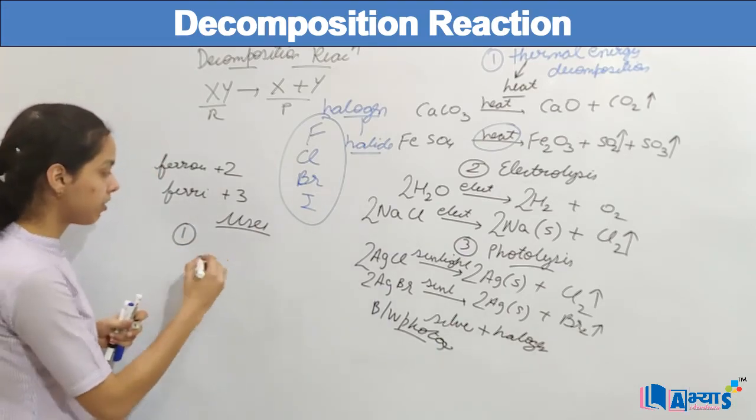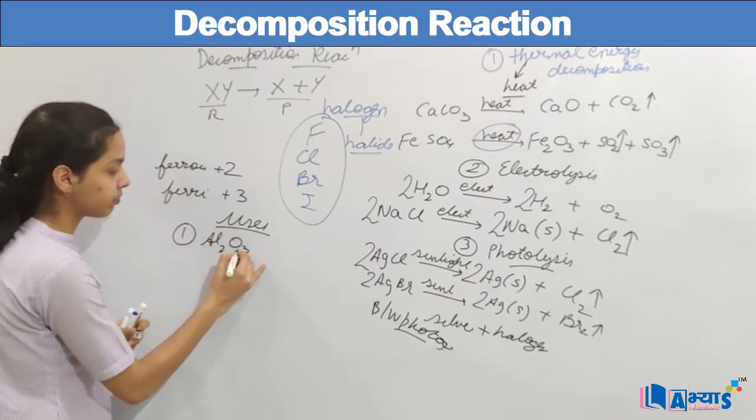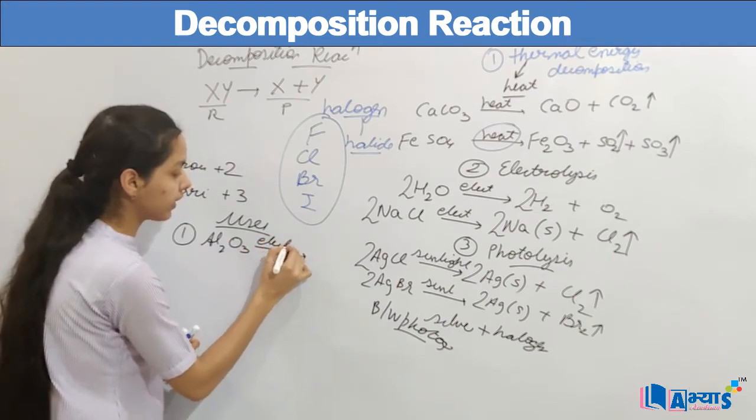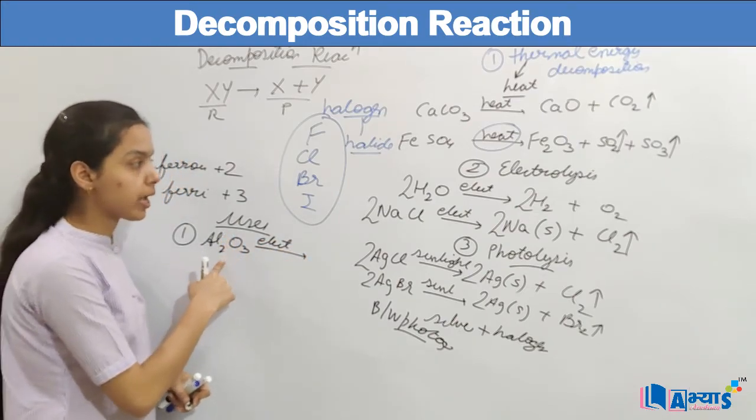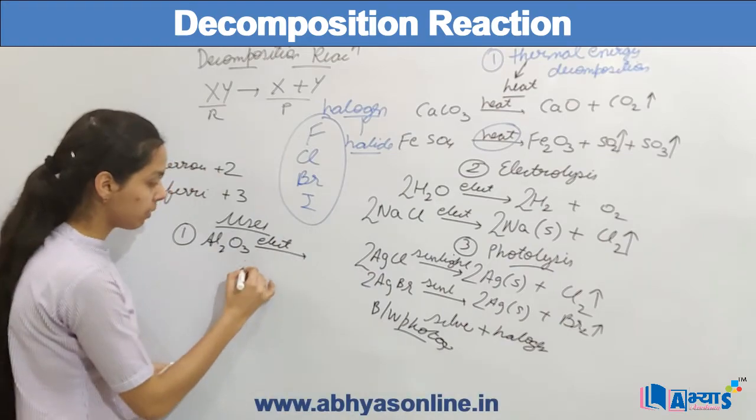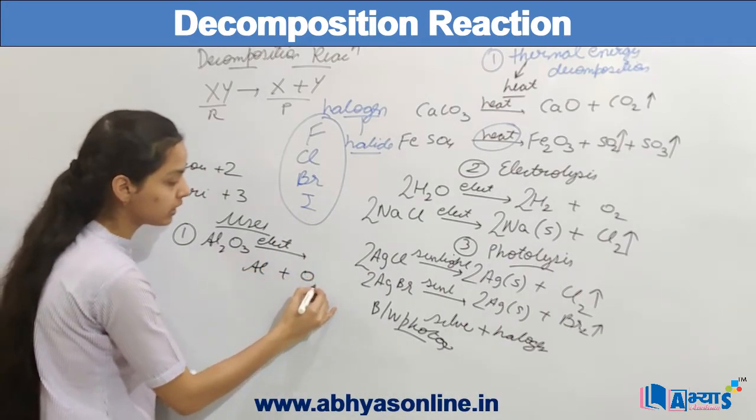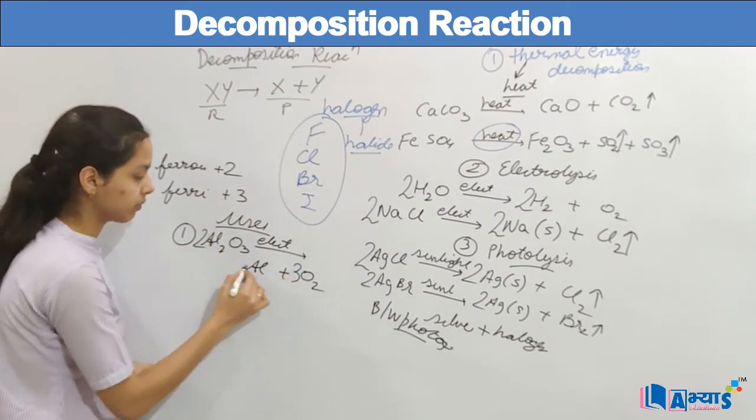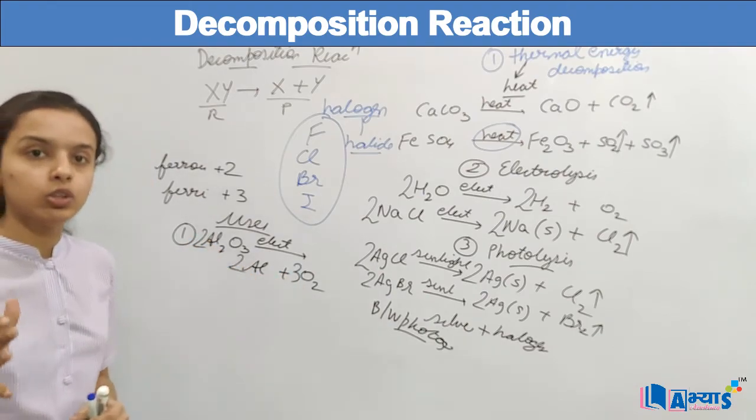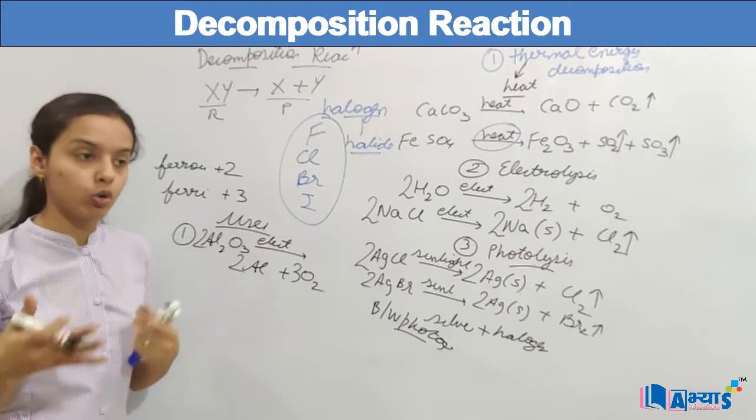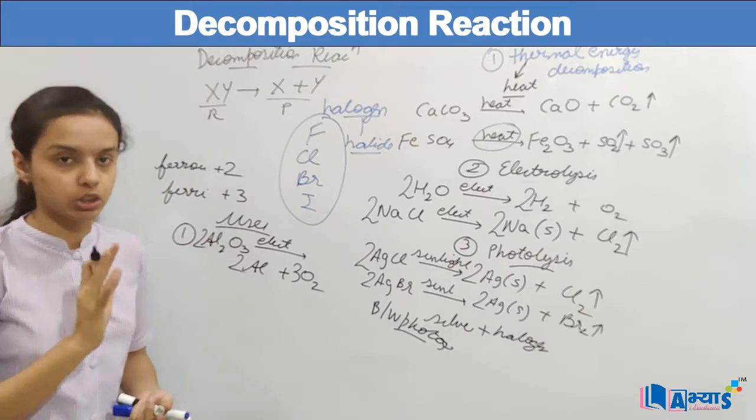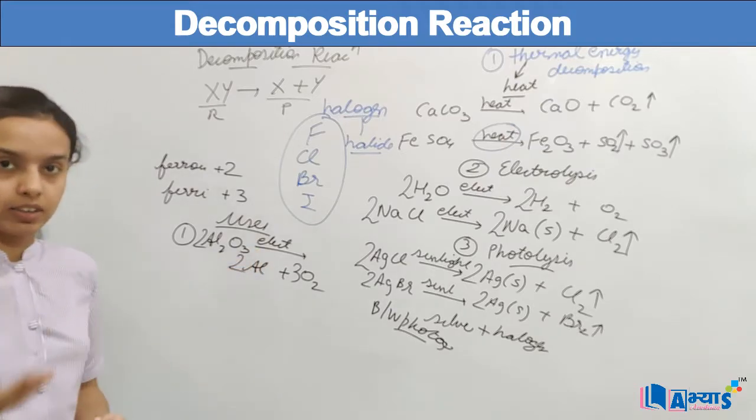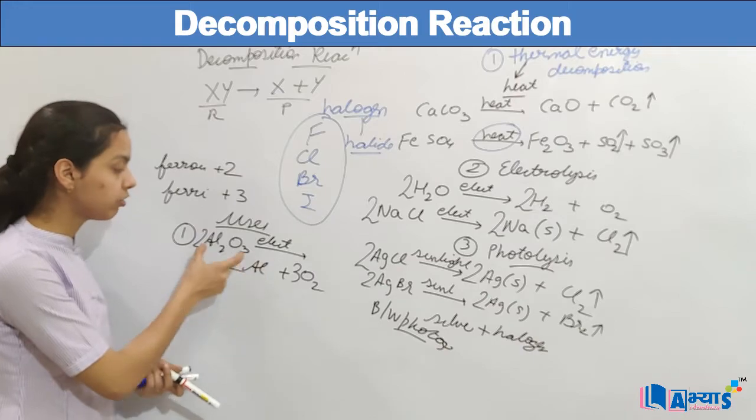For example, if I have aluminium oxide and I want to remove aluminium, I will do it in the presence of electricity. So it is actually a type of electrolysis. It will become aluminium plus oxygen gas. Now it is not balanced, so I will do the balancing. To know how to balance the equation, you can check my previous videos also. So this is one example, or one use of the reaction, that is to extract the metal from the oxide.